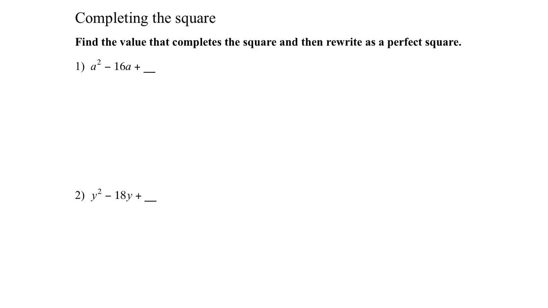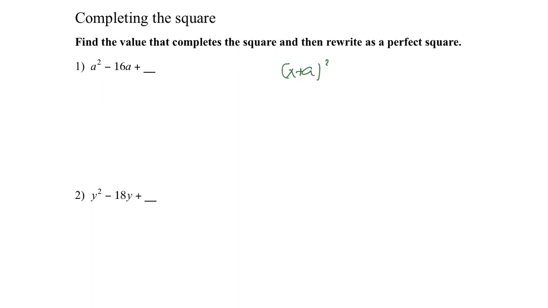Hi, so in this video we're going to be completing the square. We're going to introduce the meaning of completing the square. The idea is that if I have a binomial or a trinomial, I want to complete the square, so that when I factor it, I have something like this.